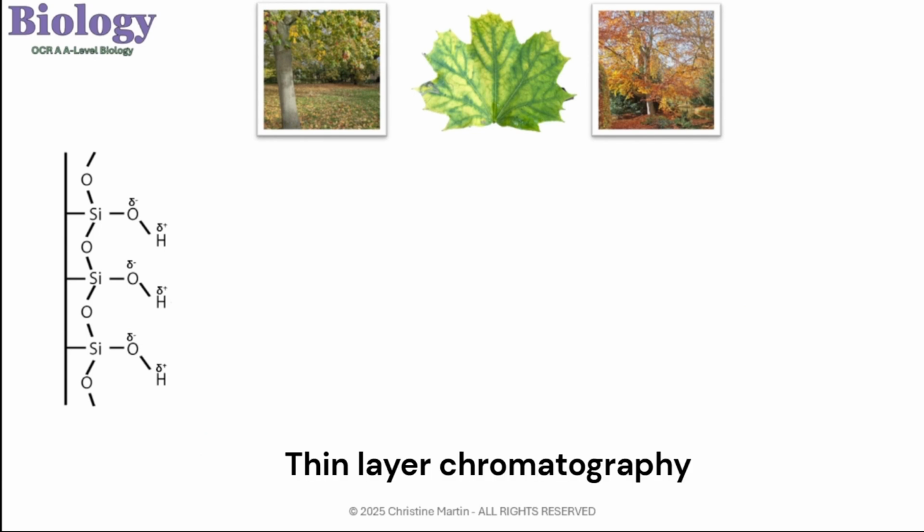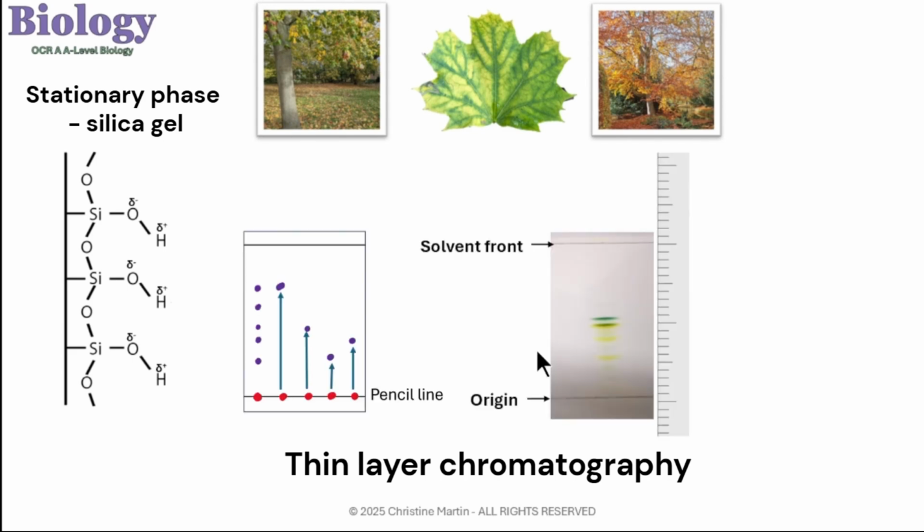A TLC plate has a thin coating of silica gel, an adhesive substance, which acts as the stationary phase. A pencil line is drawn approximately 1 centimeter from the bottom of the plate, and then the pigment extract is applied to the line, 1 drop at a time, allowing each to dry before adding the next one. A darker initial spot indicates a higher concentration of pigment.